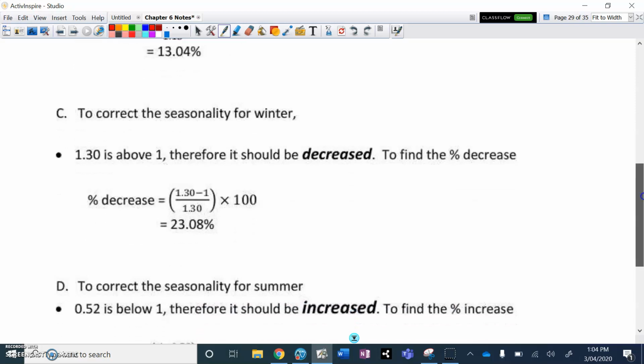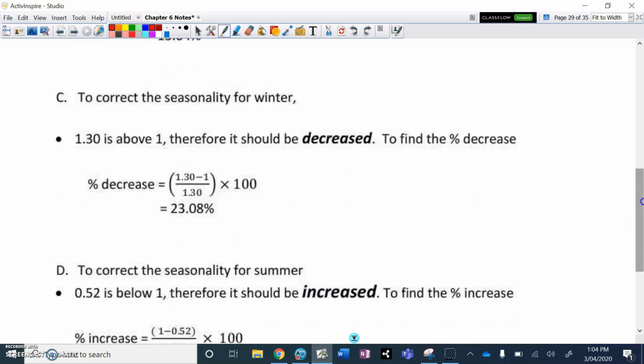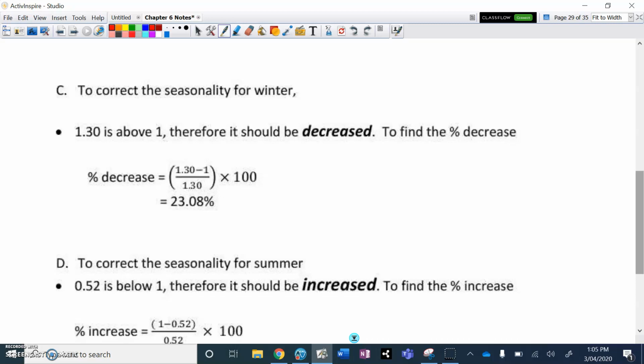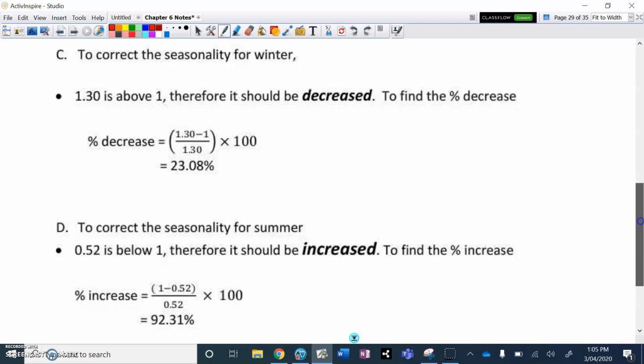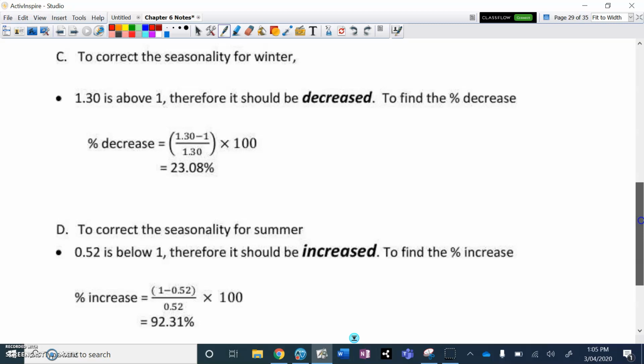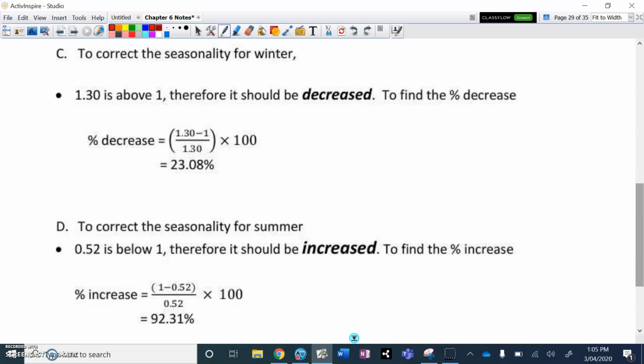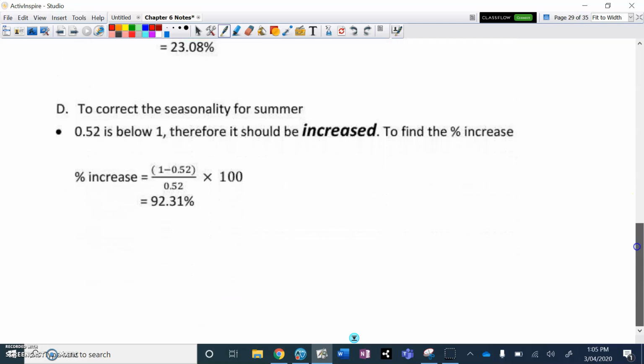Same for winter. The seasonal index is 1.3, so it's above average, so I know I've got to decrease. And then to find the decrease, I do the percentage calculation. So the difference between the average, which is 1, and the seasonal index, which is 1.3, divided by 1.3, made into a percentage. So if I was going to correct the seasonality for winter, I know I've got to decrease my sales by 23.08%.